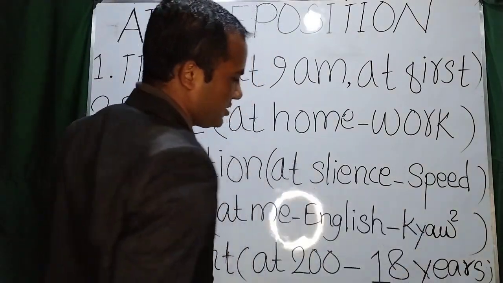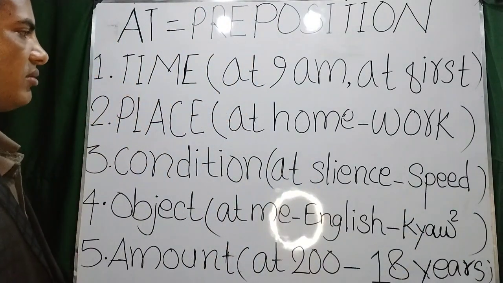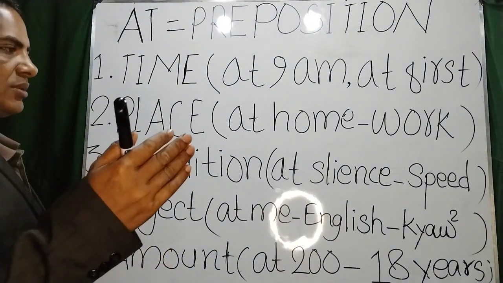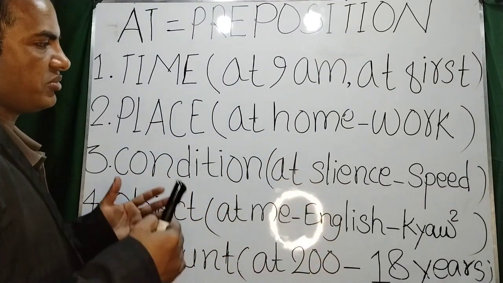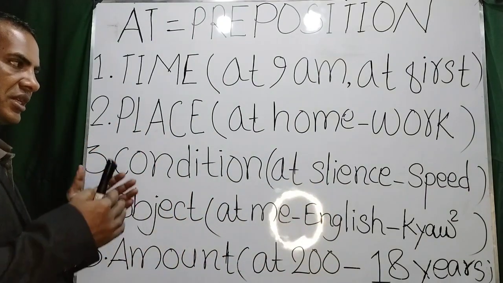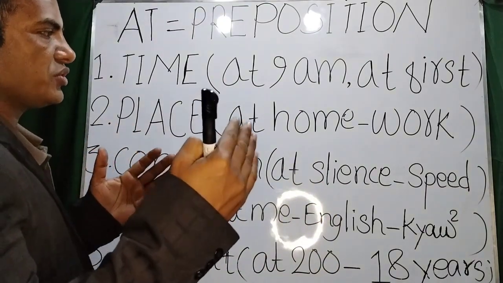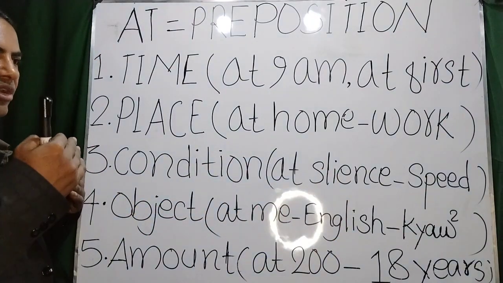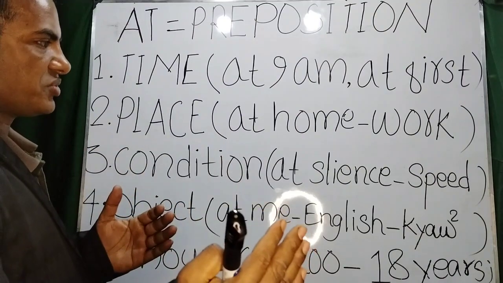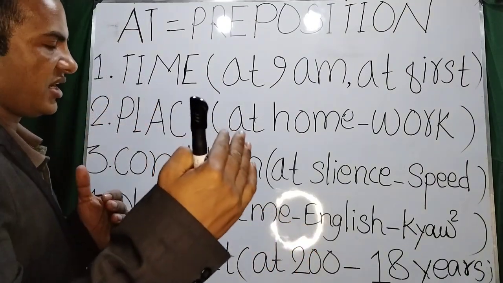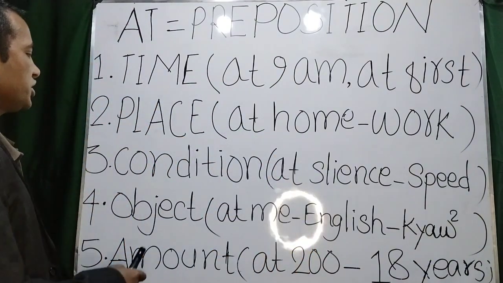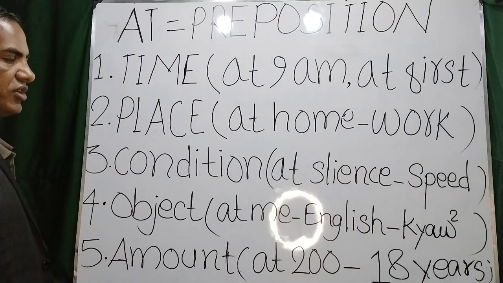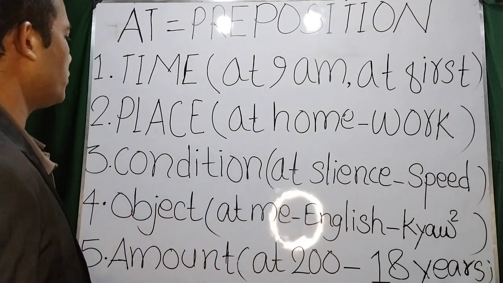Another one is speed. If you have seen a driver and you would like to ask, at what speed do you drive? At that time, we can use at. I drive the car at low speed. I drive the car at higher speed. This is also an accurate and definite condition. For a definite and accurate condition, we can use at.